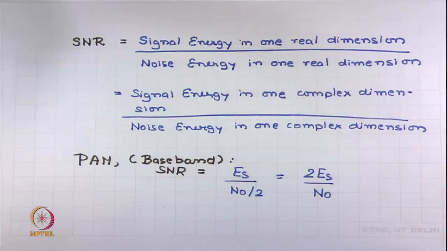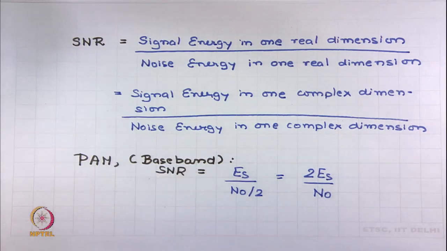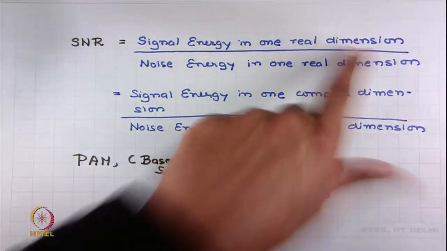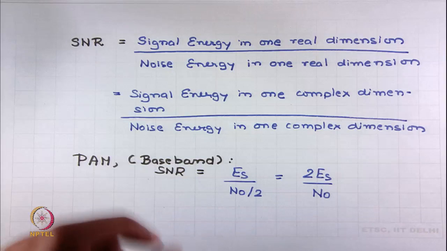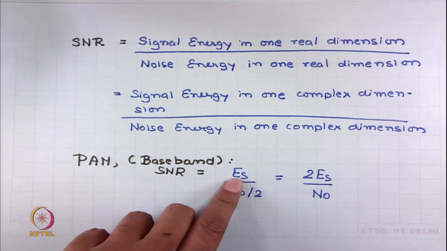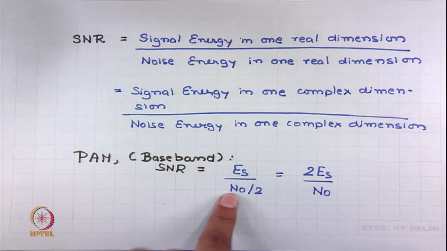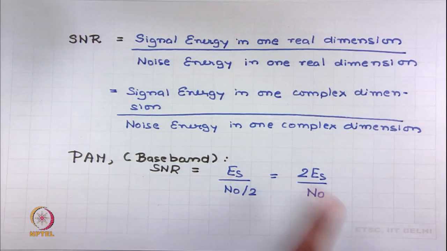Just be consistent. Using these ideas, let us see what is the signal to noise ratio for baseband PAM. Signal energy in one real dimension is Es, right. You are representing one signal by just one number, and that number corresponds to the energy of the signal. What is the noise energy in one real dimension? N0 by 2. So, signal to noise ratio becomes 2Es by N0.